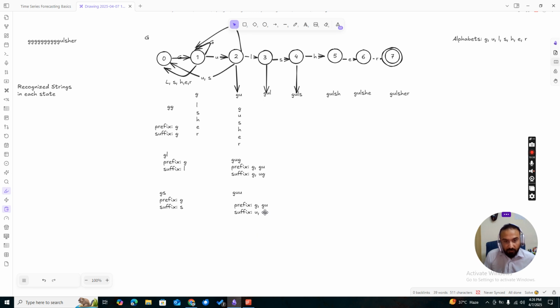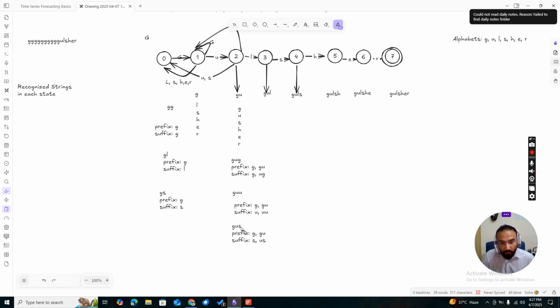You might be confused about how we've decided that we are rolling back to the initial state on S. Let's check the possibility for it. Let's assume GU has occurred. If L occurs, we will transit to the third state. If instead of L, G occurs, we will roll back to the first state. But if U occurs, we will roll back to the initial state. But what if S occurs? What will happen? We need to again perform the prefixes and suffixes, right? So G and GU are the prefixes, S and US are the suffixes, right?